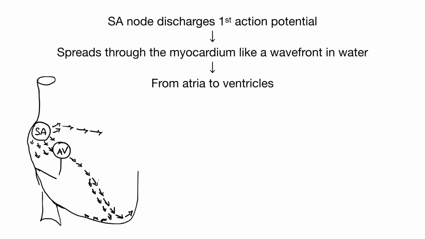Pattern of depolarization in conductive and contractile cells is different. It's a different topic and we'll discuss that in some other lectures. Here, I just give you a brief idea. SA node, when it discharges action potential, it spreads like a wavefront in water to surrounding atrial contractile cells. From there, wave of depolarization is carried to AV node and finally to ventricular contractile myocytes.